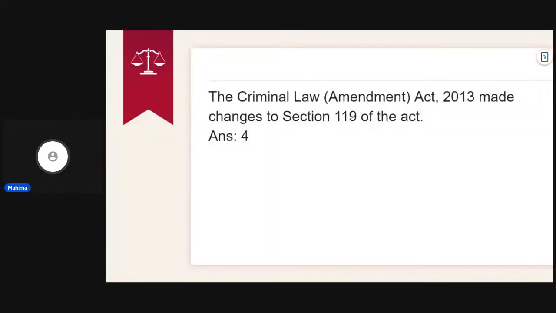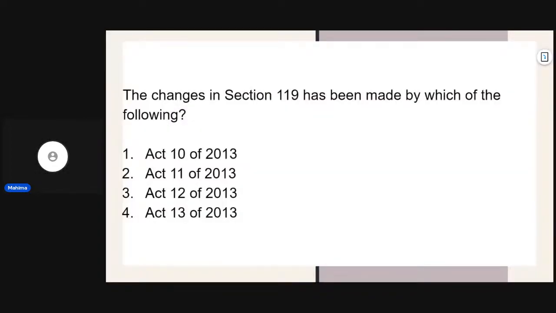Let's see. It is option number four. Very good, Shubham. Divya, very good. You people have mastered the Bare Act. Yes, it is option number four, Act number 13 of 2013.